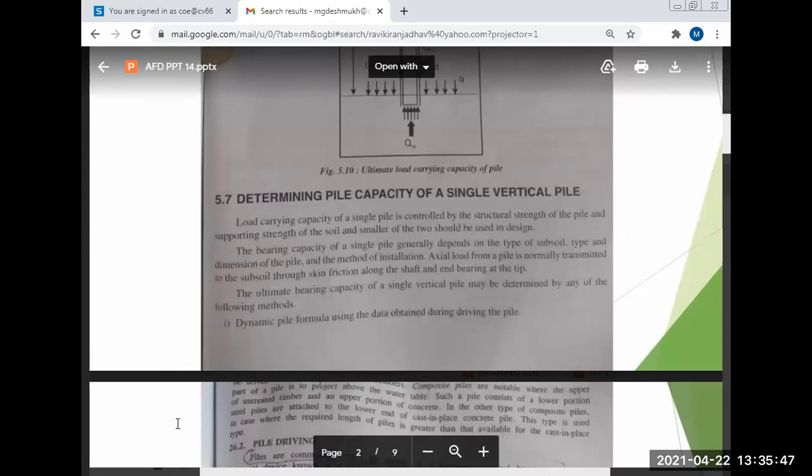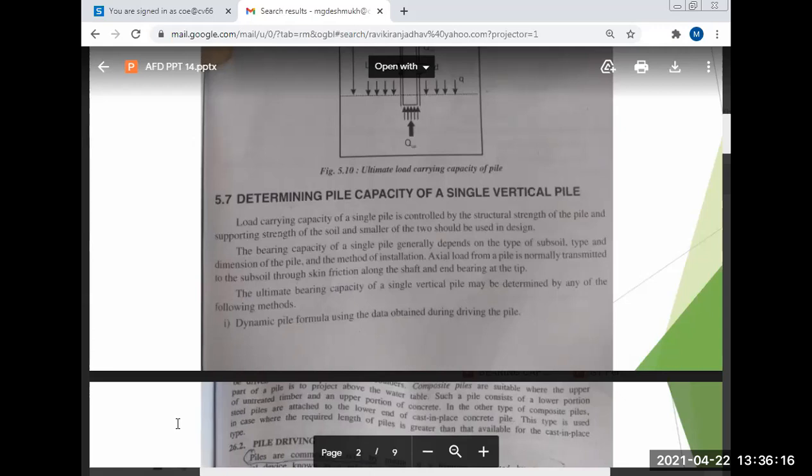Remember, four methods. This is the important topic, and nothing after this is as important. So what are the four methods? The first method is dynamic formulae. Dynamic pile formulas are there. By using those methods, we can find the ultimate load bearing capacity. Okay, so the first is the dynamic formula.